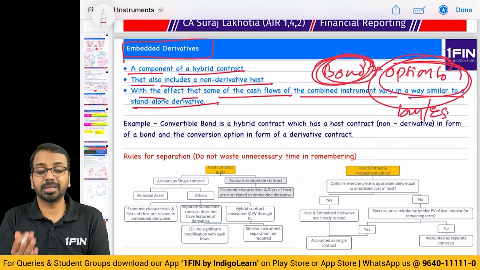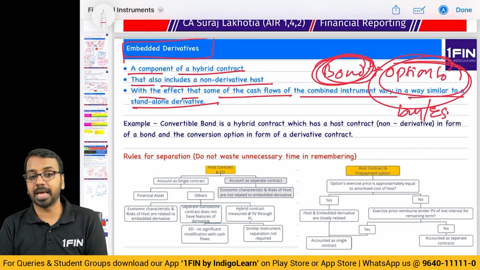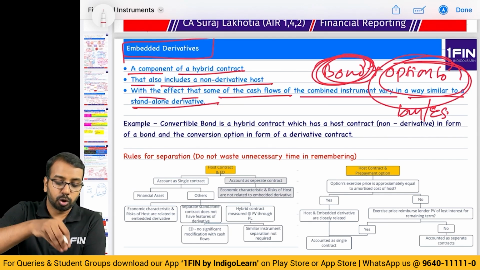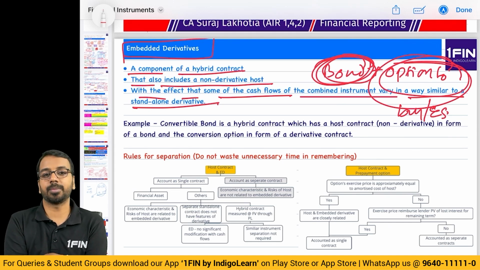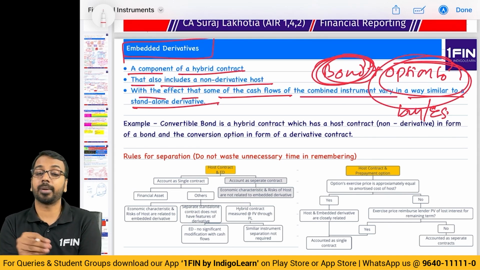Now, the peculiar thing about an embedded derivative is that if there is a host and there is a derivative, do I need to separate this for my accounting purpose?